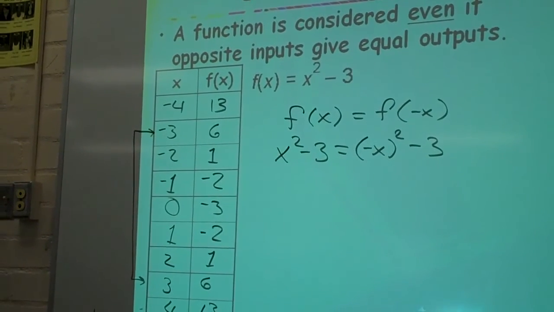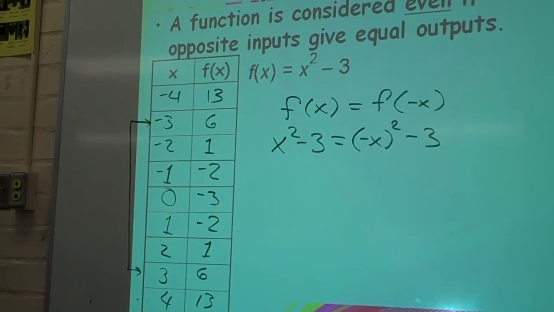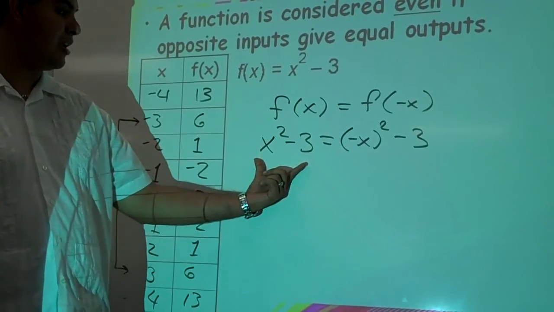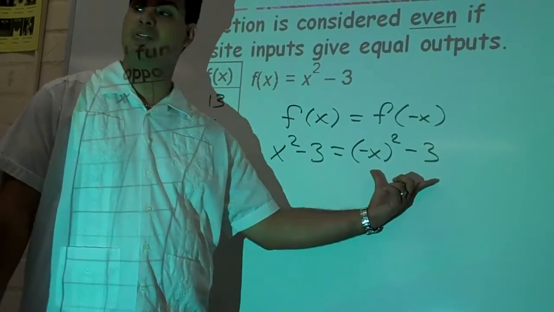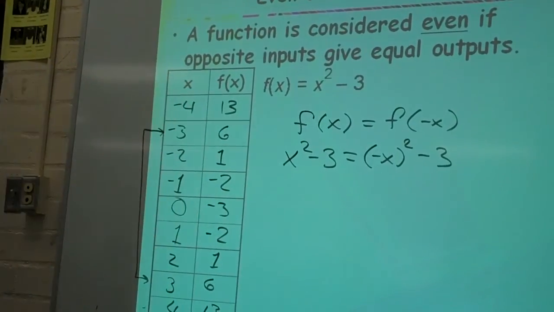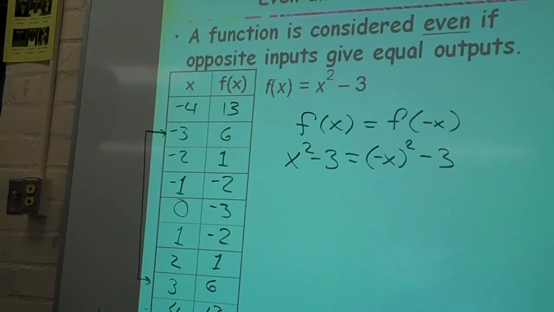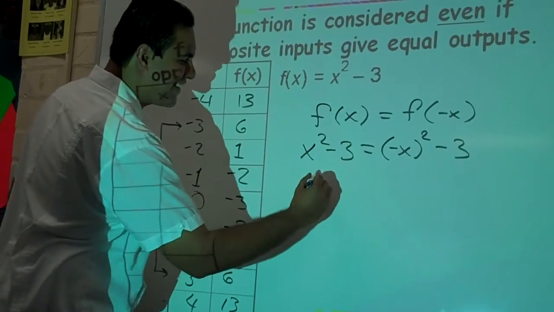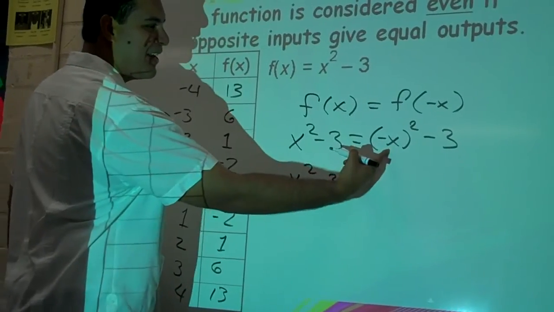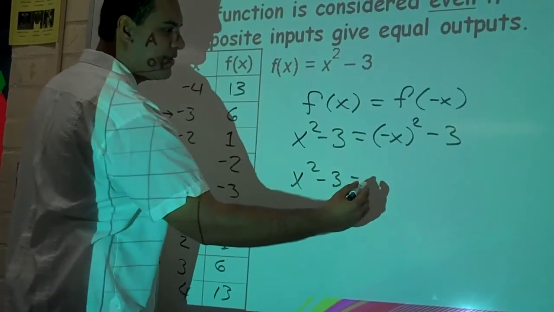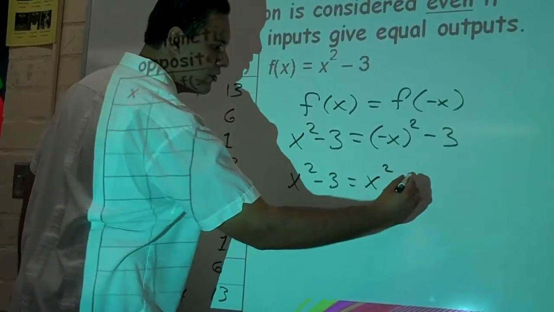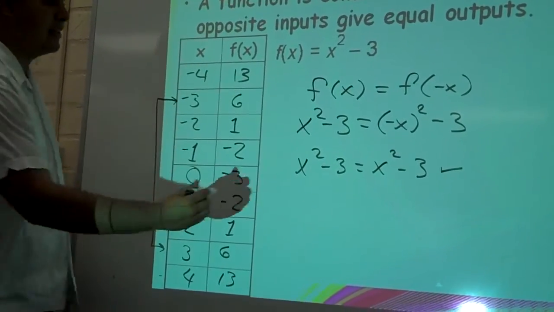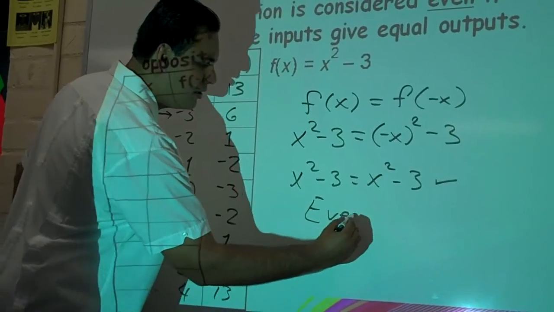Yes. How does that work out? They don't look the same. This says x squared minus 3. This says negative x squared minus 3. When you square it, it's always positive. Negative x, if I square it, I'm going to get a positive x squared minus 3. Left side equals right side. You have proven that this is an even function.